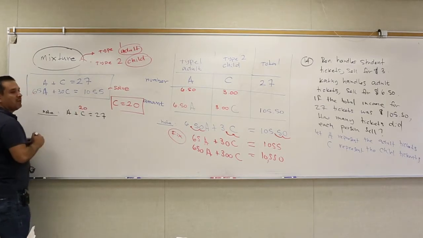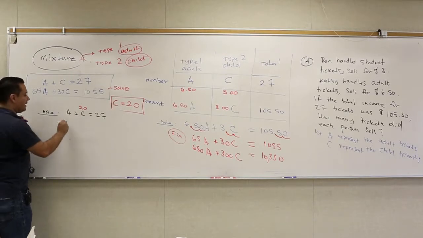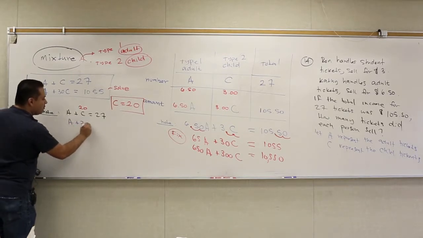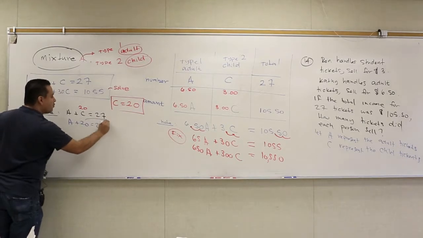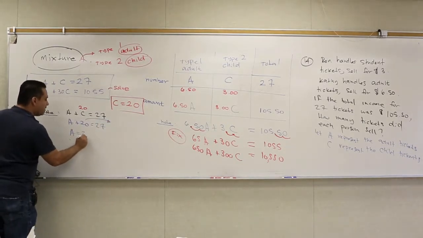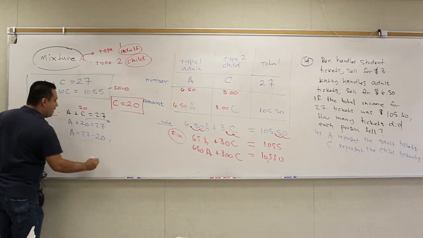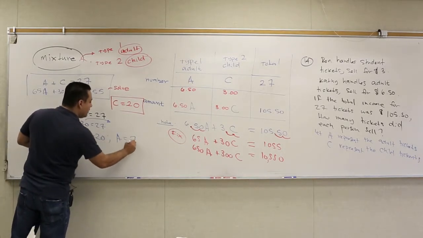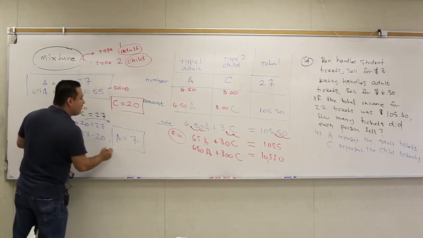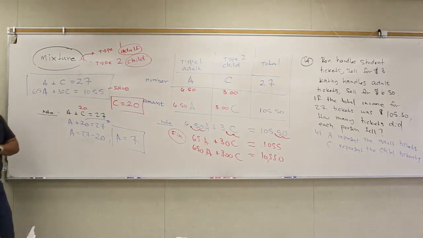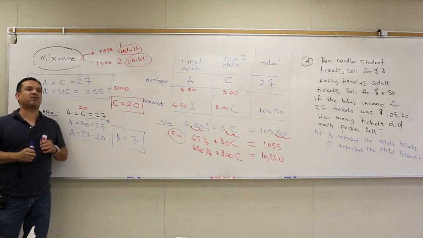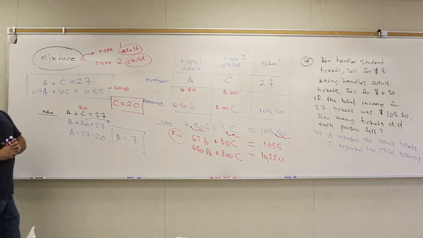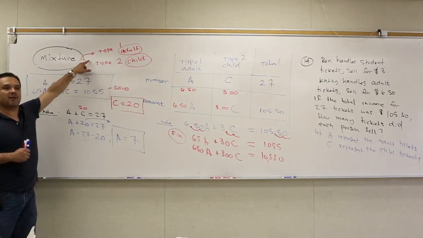How do I find the number of adult tickets? You get A plus 20 is what? 27. So you get A plus 20 is 27. Translate your 20. You get A is 27 minus 20. Oh, we get A is the value what? 7. So the adult sells how many tickets? Or the adult is 7 tickets, 20 tickets for the child. Okay, so you can mix coins together, and you could even mix different types of tickets. We're only mixing two things.